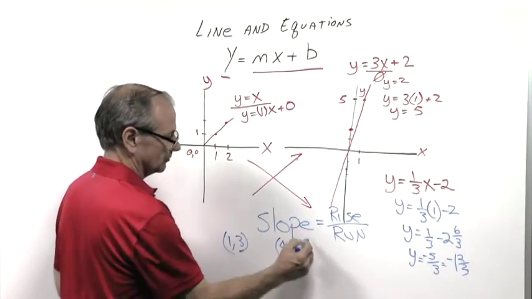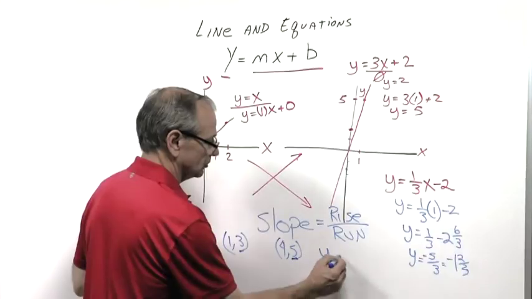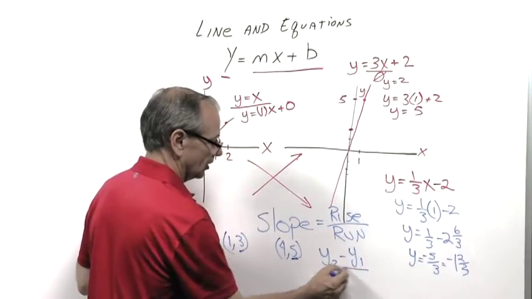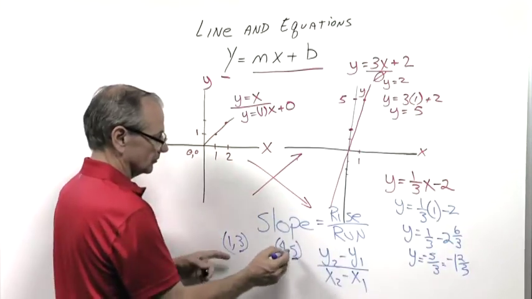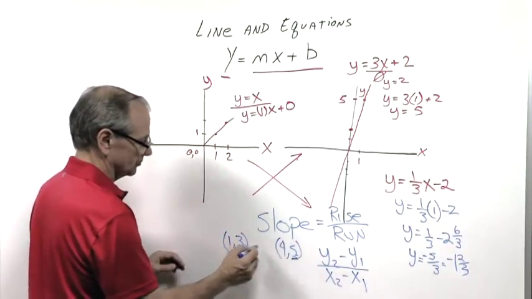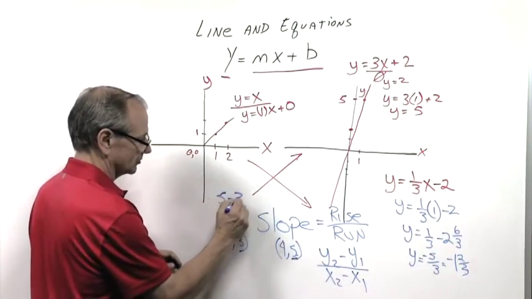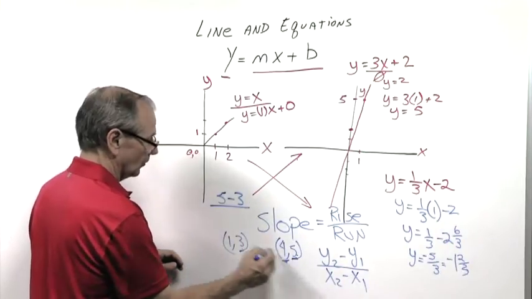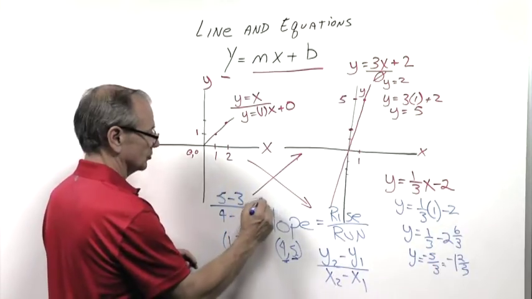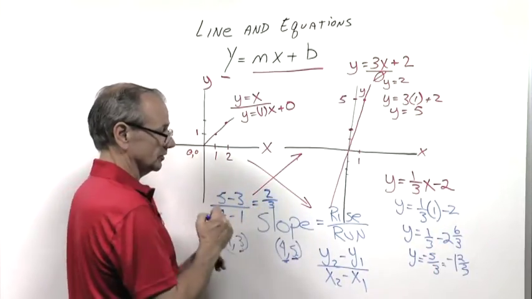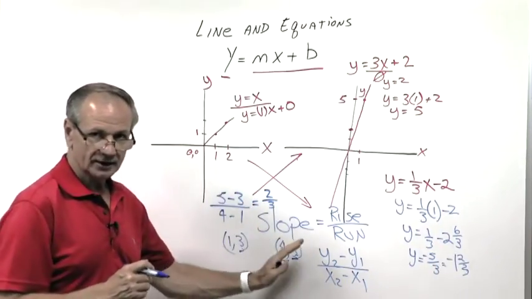So I would set up the formula here as y2 minus y1 over x2 minus x1. So if you look at that, using these values, I'm going to have a 5 minus 3 over 4 minus 1. And when you do the math on this, you're going to get 2 over 3. All right? So that just gives you a little bit of an idea of what this slope means.